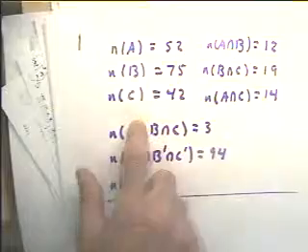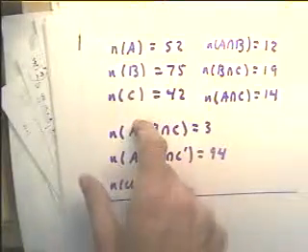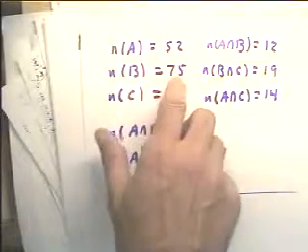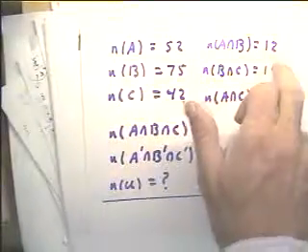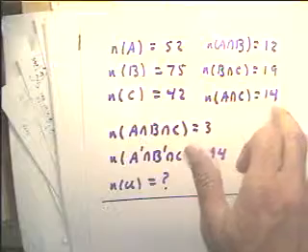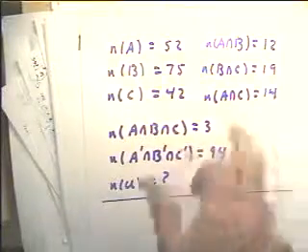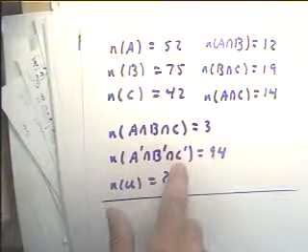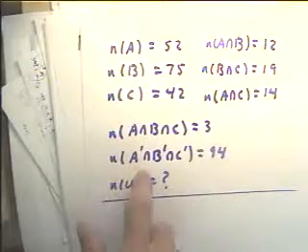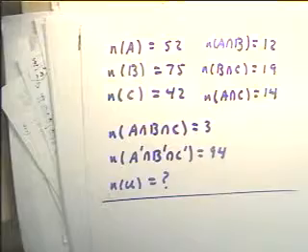Now we're given sets A, B, and C with information that allows us to conclude that there are 52 elements in A, 75 in B, 42 in C. In A intersection B there are 12, B intersection C 19, A intersection C 14. And we have the number in the intersection of the three sets and also the number in the intersection of the complements of those three sets.